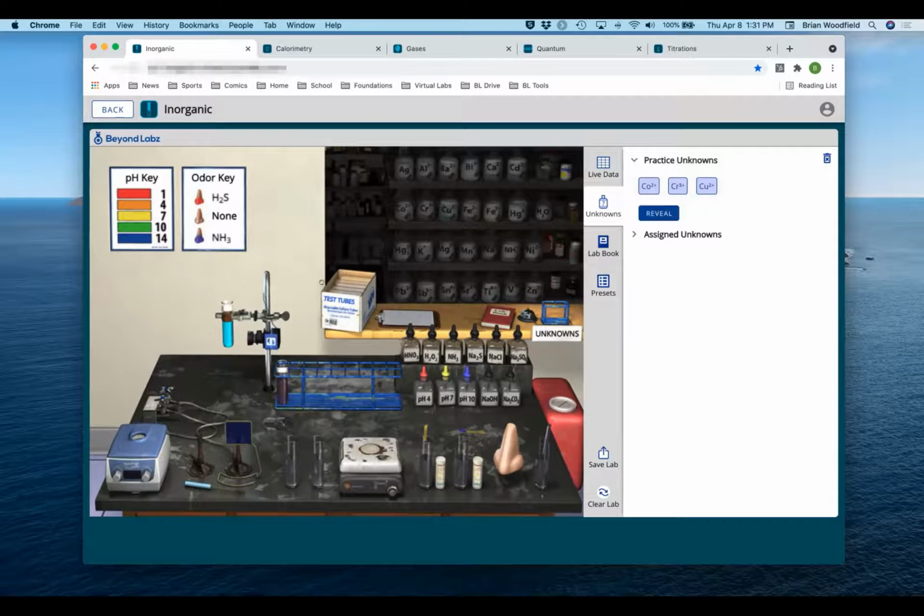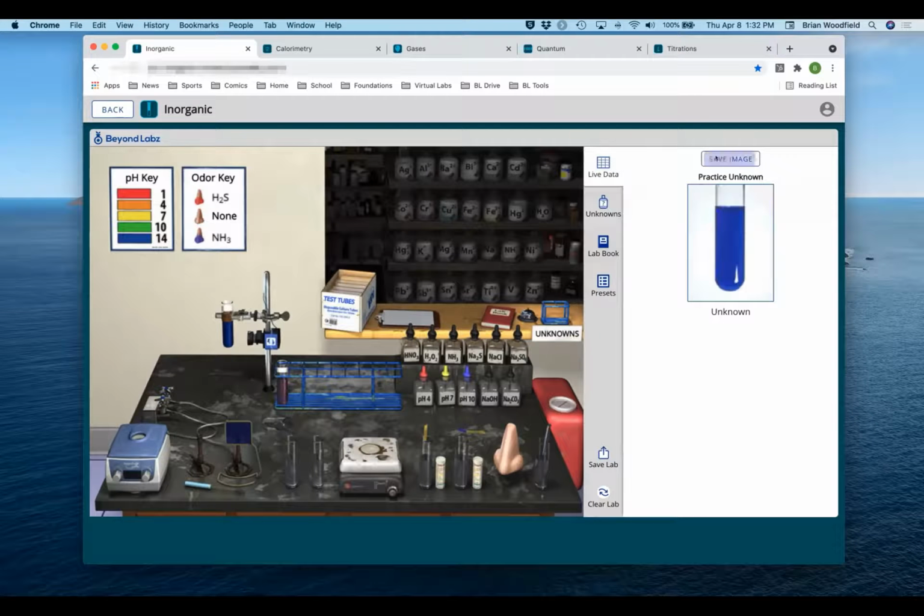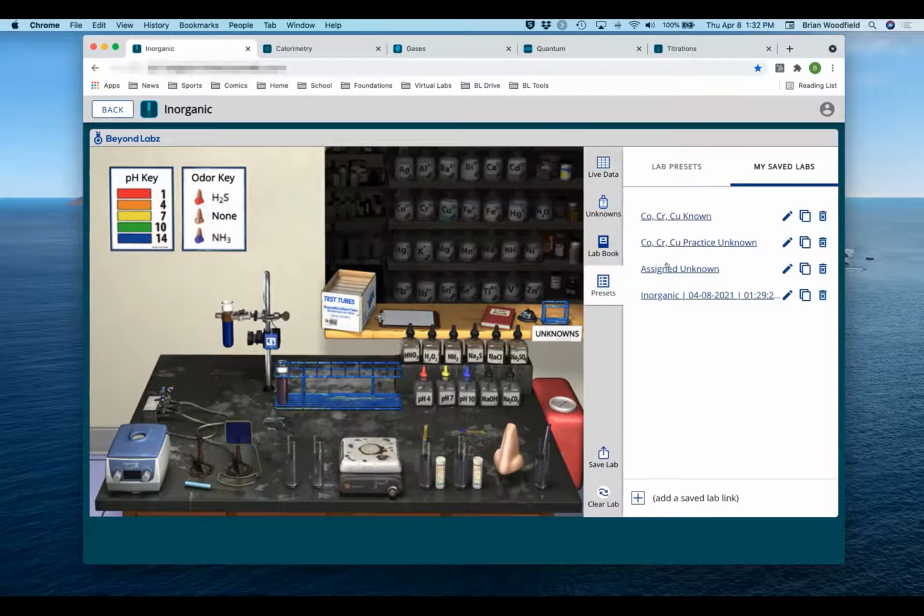This is just so they can go through and do their chemistry, go NaOH, add their ammonia, whatever it may be, look at their lab data, and save that image to their lab book. But the cool thing is that we're also going to create the ability for assignments.